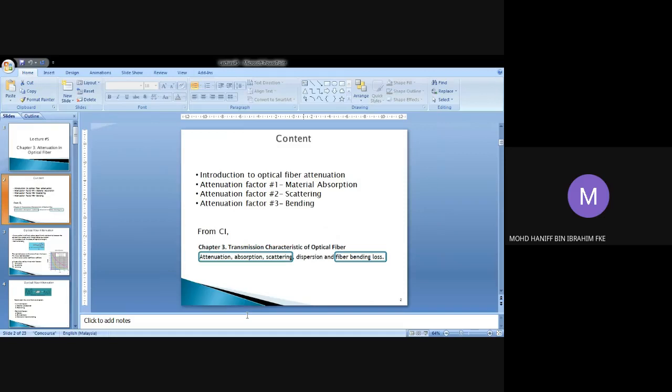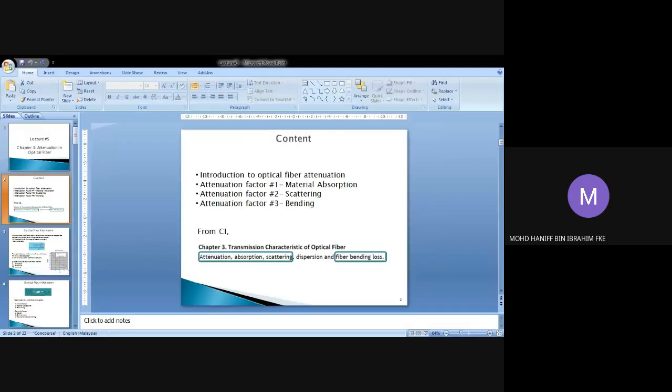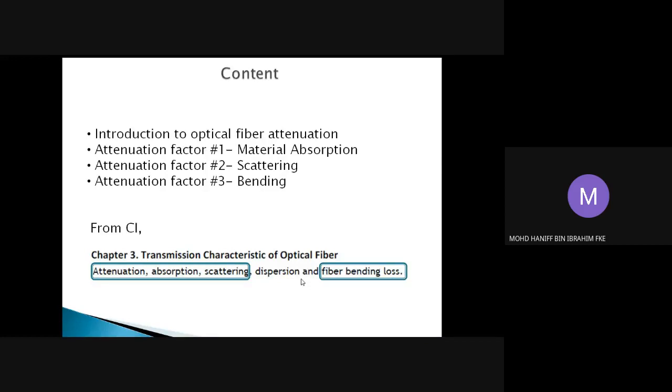Basically, chapter 3 in terms of content is quite big. A lot of concepts, a lot of things need to be understood from chapter 3. For today's lecture, the attenuation comprises these topics: absorption, scattering, and fiber bending loss. So that's the content for today's lecture.